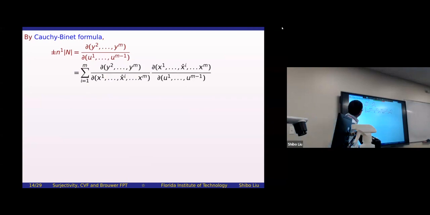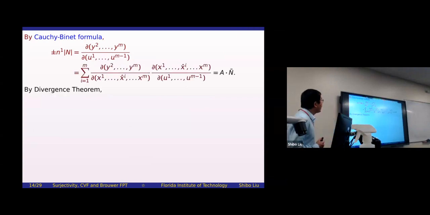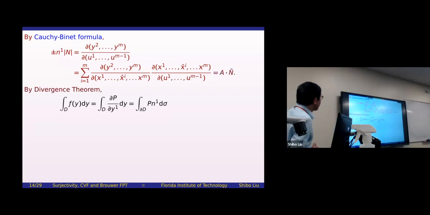Then, as I said, this equals this. This is exactly the dot product of A and N theta. Remember our components of A and N theta. This sum is just the dot product. Okay. Then using the divergence theorem, the integral of F over D, F is the partial derivative of T by y1, then using the divergence theorem, this is the surface integral of t times the first component of the unit normal vector over the boundary of D, that is n1.